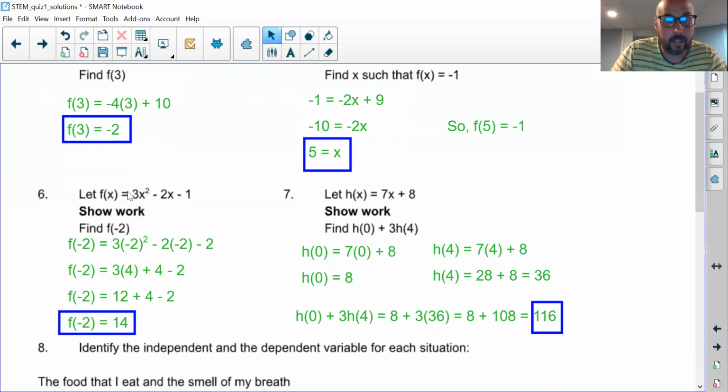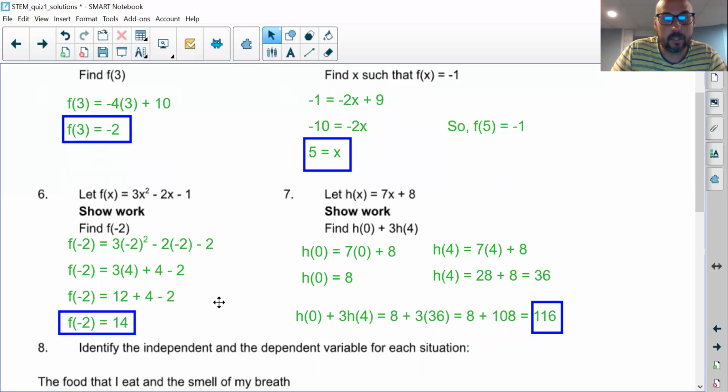Number 6. Here's yet another function. This one's a parabola, but you want to find what the result is when x is -2. So every time you see an x value, you replace it with -2. Simplify, and you get 14. Remember, -2 squared is +4. So 3 times 4 gives you 12. And then -2 times -2 gives you a +4.